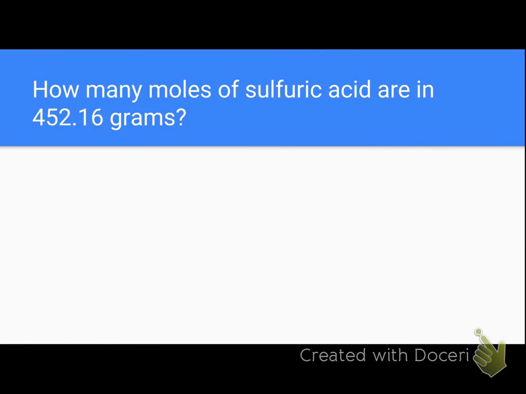Alright, how many moles of sulfuric acid are in 452.16 grams? So, before we were given the moles and we had to find the grams. Now we're being given the grams and we want to find the moles. So step 1 of that, determine what your compound name is. So remember, sulfuric acid is H2SO4.